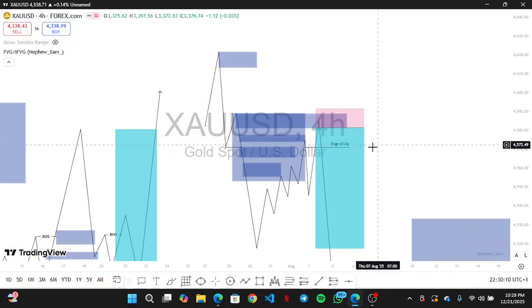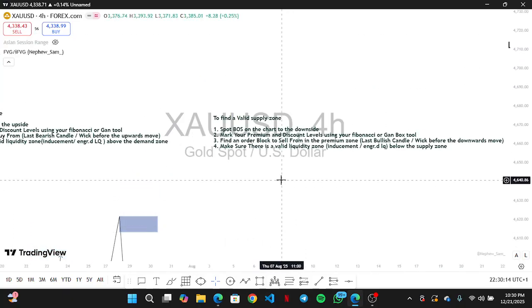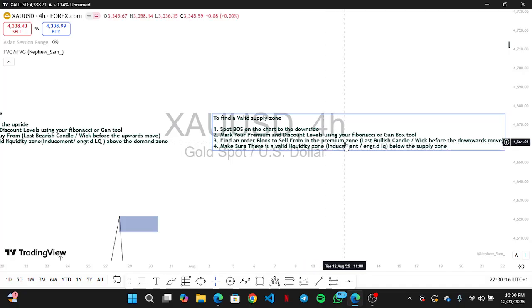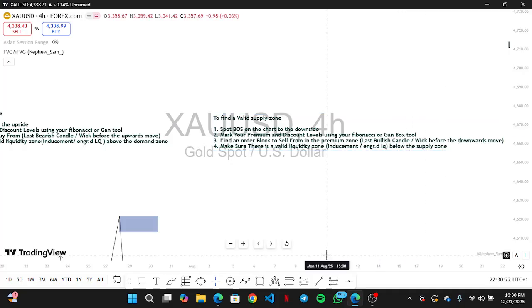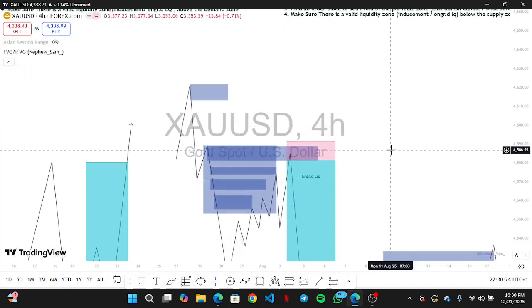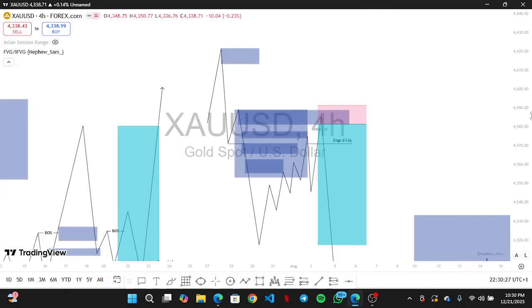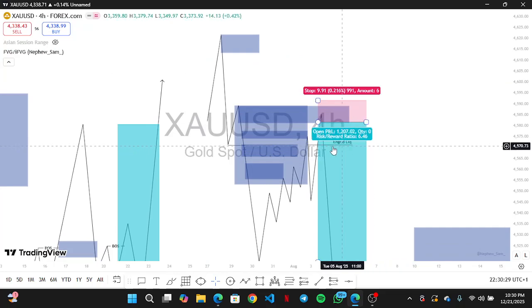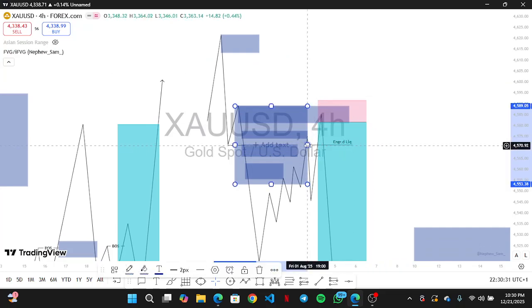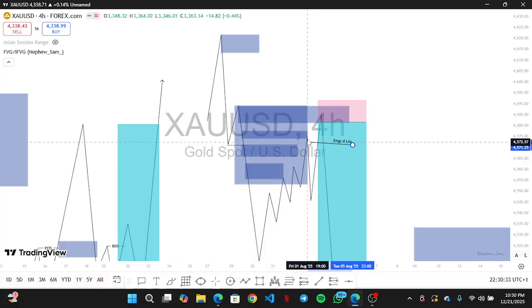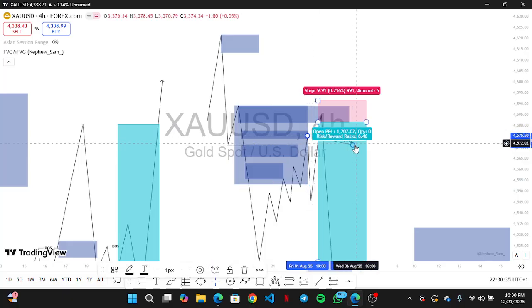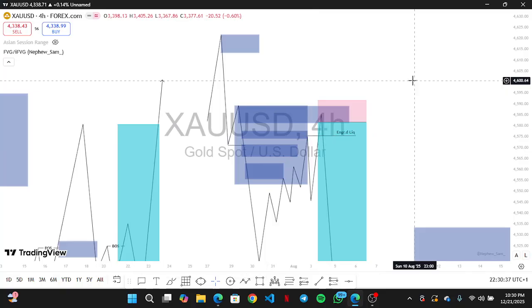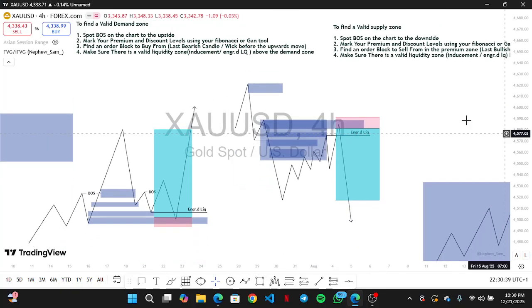So back to what we're saying. If you mark out your order blocks, you find another block to sell from in the premium zone. Then you make sure there's a valid liquidity zone below the supply level to take yourself from. So this is the blueprint. This will make you crazy money. I'm not over exaggerating, please. This will make you so much money. So just understand this and you're set in trading for life. Any market, this works perfectly.